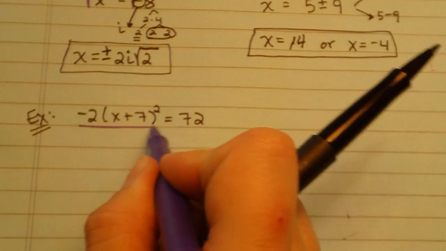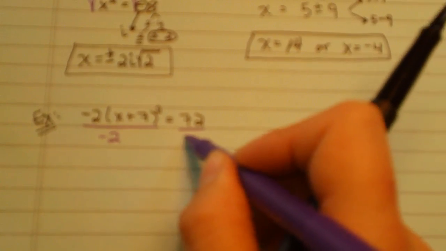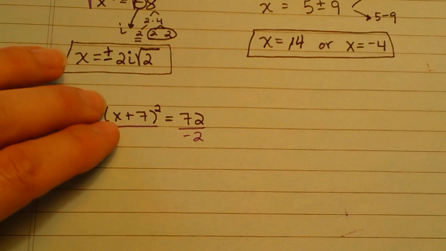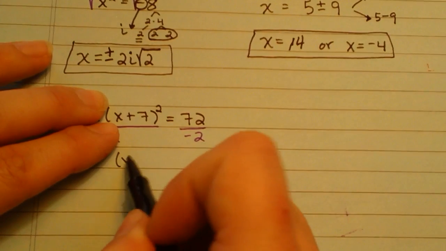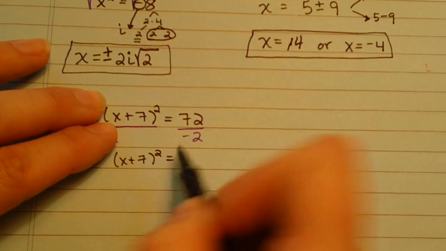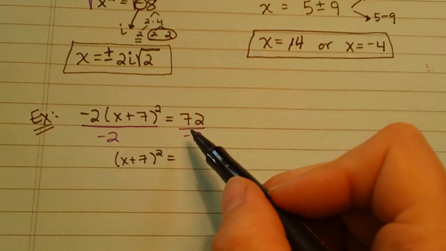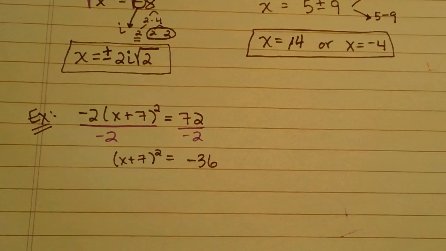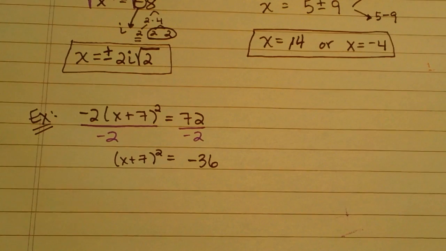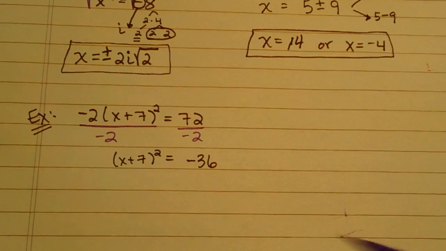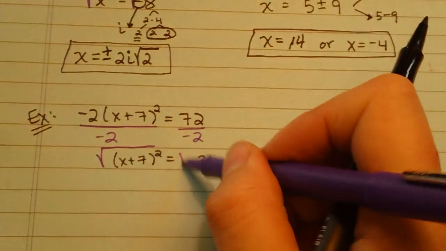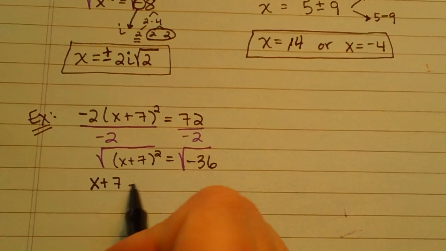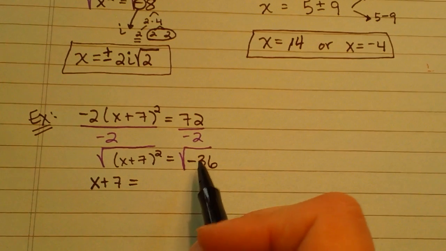We'll divide both sides by negative 2. Divide by negative 2. Now that's going to cancel this negative 2 and that negative 2, so I'm left with (x plus 7) squared equals, and then 72 divided by negative 2 is negative 36. Now the squared thing is isolated, so I can go ahead and take the square root of both sides. Square root, and that gives me x plus 7 equals the square root of negative 36.